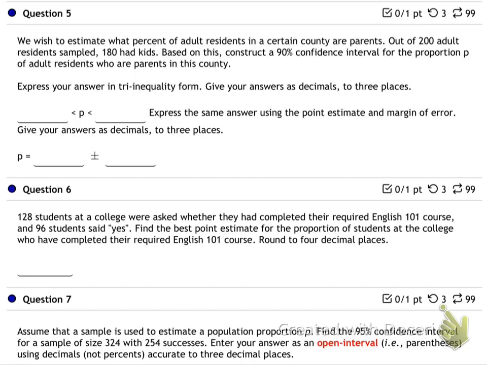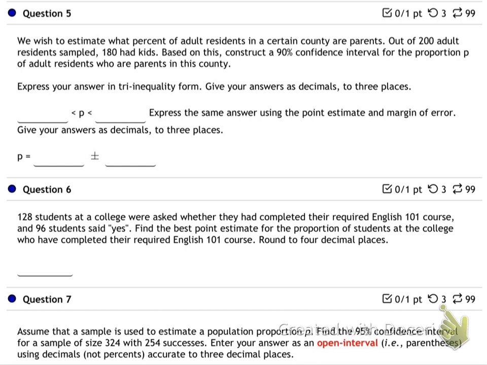Okay, so number 5. We wish to estimate what percent of adult residents in a certain county are parents. Out of 200 adult residents sampled, 180 had kids. Based on this, construct a 90% confidence interval for the proportion of adult residents who are parents in this county. Express your answer in tri-inequality form.